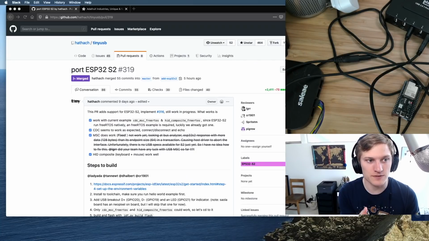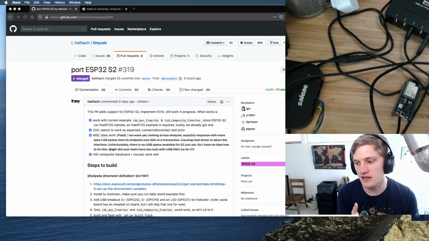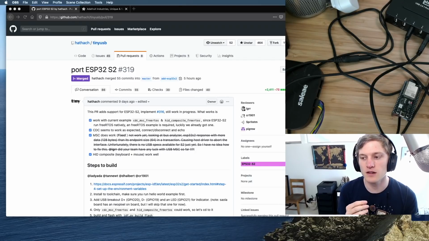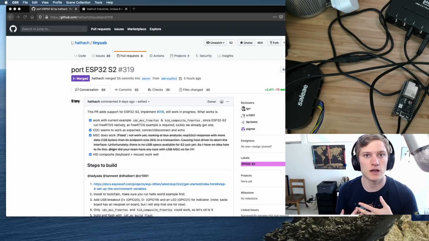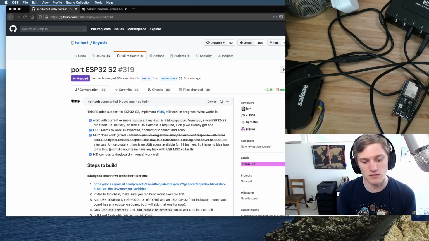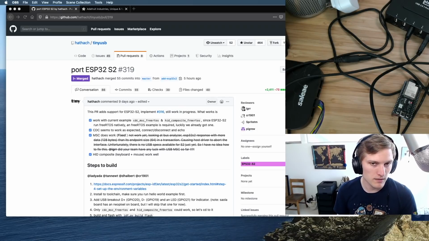So this is the first step. The first step is getting TinyUSB support, and then we should pretty quickly, hopefully, get to the point where we'll be able to get a REPL. We'll be able to get a mass storage device showing, so you'll get the drive. That shouldn't be that hard.